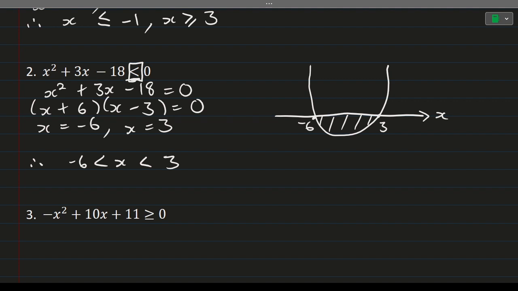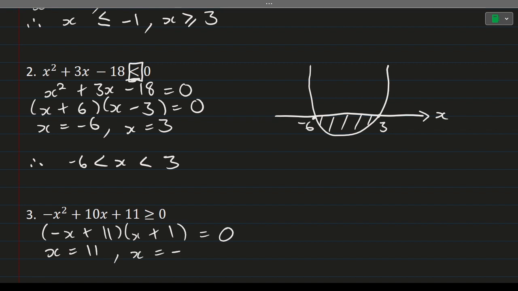Negative x squared plus 10x plus 11 is greater than or equal to 0. Let's factorize. This will become negative x and that's x. This is 0 and then we have 11 here and 1 there. This is all positive, so that means our roots are x is equal to 11 and x is equal to negative 1.